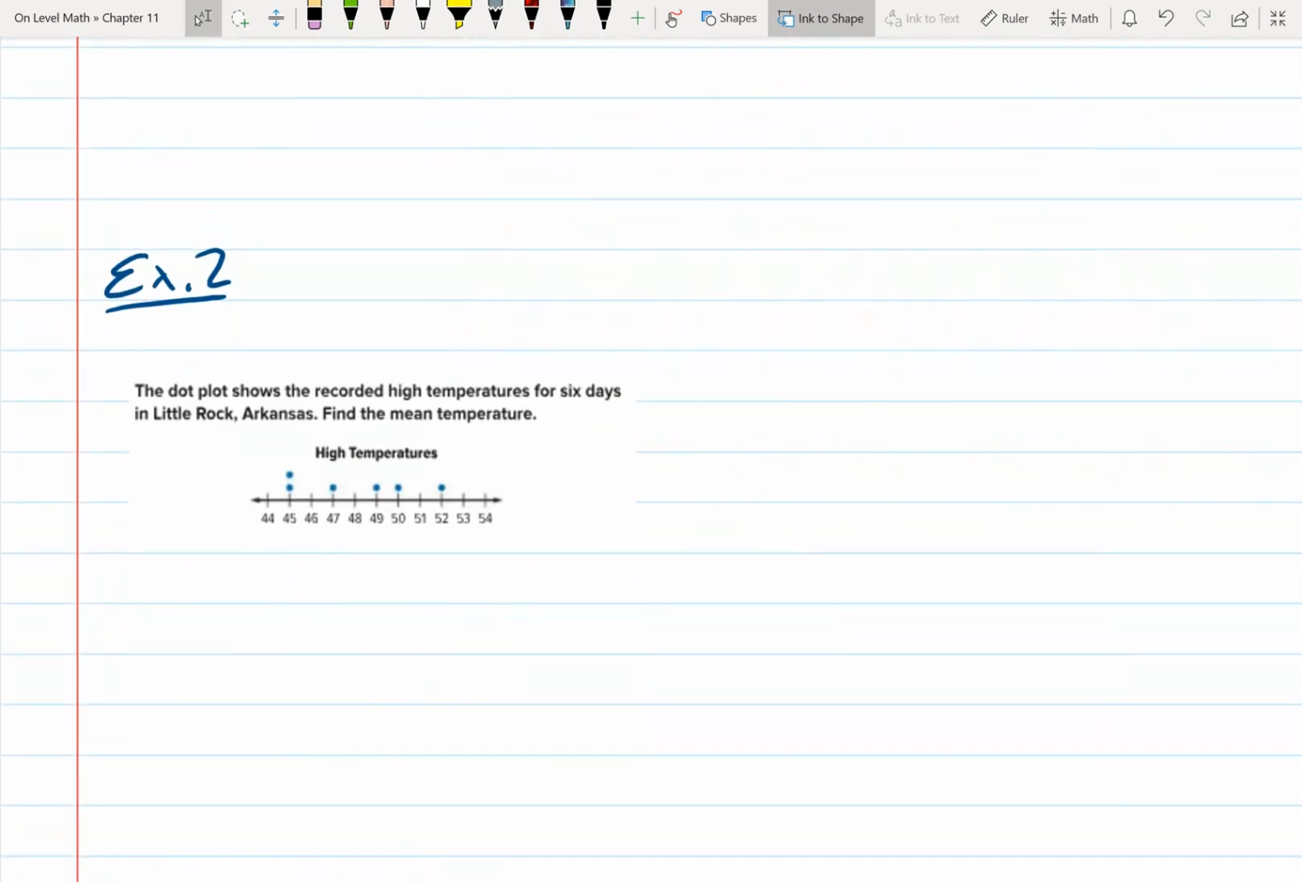Example 2. So again, it's not just a list of numbers, but it's enough information for us to make our own list of numbers. The dot plot shows the recorded high temperatures for 6 days in Little Rock, Arkansas. Find the mean temperature. So these dots above, in this case 45, there are 2 dots. That means we need to write down 45 twice. So for 2 days it was 45 degrees. Okay, and then we've got 47, we've got 49, 50, and 52. So this is a total of 6 days.